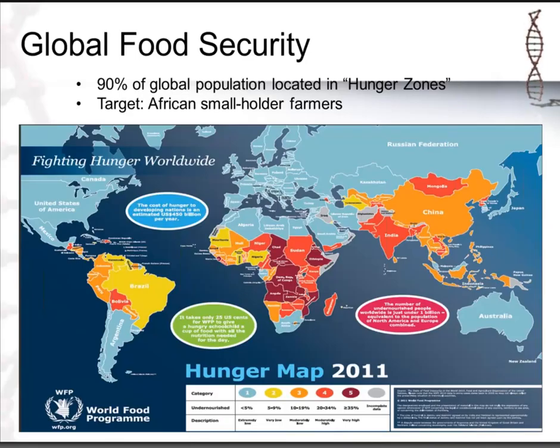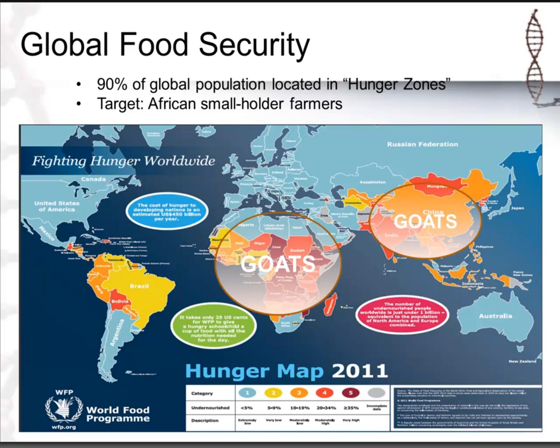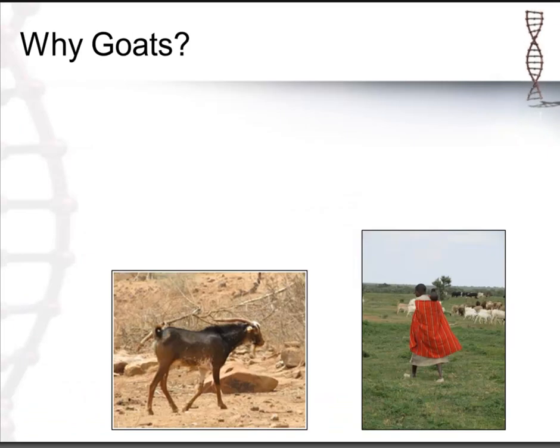So why is this important, and why are we targeting African goats? One of the big pictures is that this is part of the USAID Food Security Initiative. We're looking at 90% of the global population in these hunger zones, which are the red and orangish areas that you see here. Our target is the African smallholder farmers. And we're looking at goats because they're one of the predominant livestock species over a lot of these hunger zones.